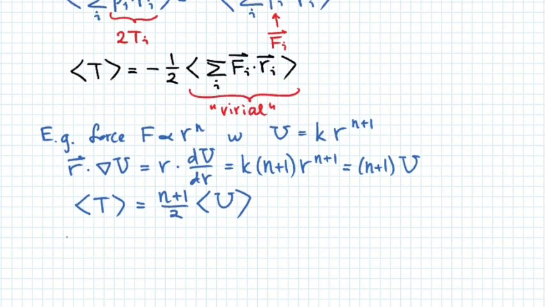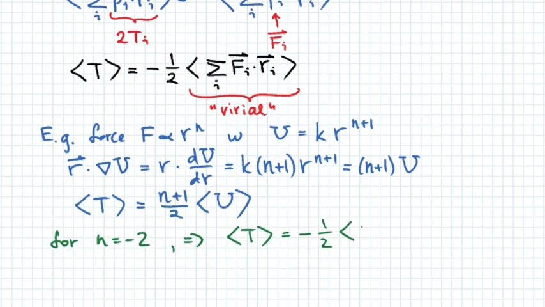One example that we encounter a lot is force when n is minus 2. So the force scales as inverse square of r, in which case we get that the average kinetic energy of particles moving and interacting with such a force will be minus half of their average potential energy. We will see that this result allows us to solve a number of problems in a very elegant manner.